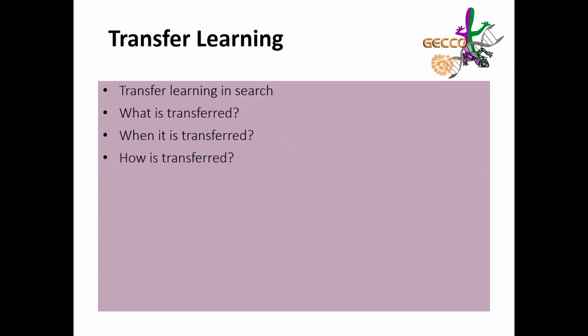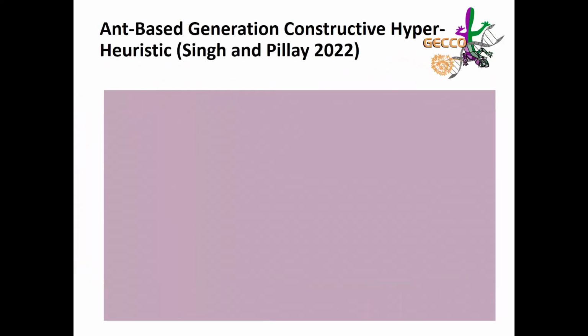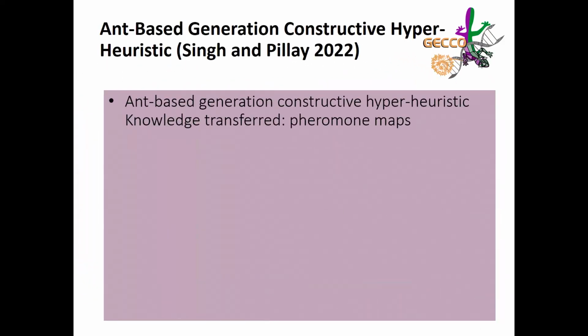So you'll have a source GP, you'll have a target GP, and you'll transfer knowledge between the both. And those are the main reasons that we wanted. The things that get transferred are elements of the population. You could have ideas from the function set, terminal sets. We've done one with a generation construction hyperheuristic that is an ACO, an ant-based and colony-based algorithm.